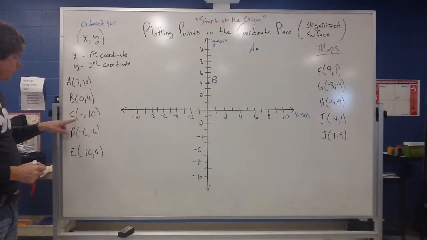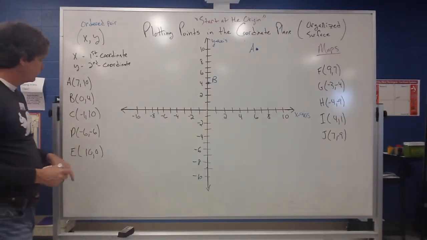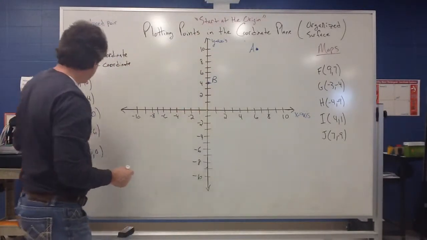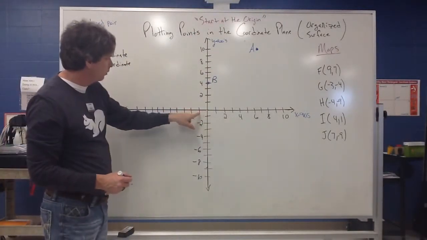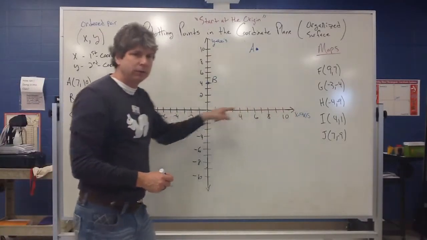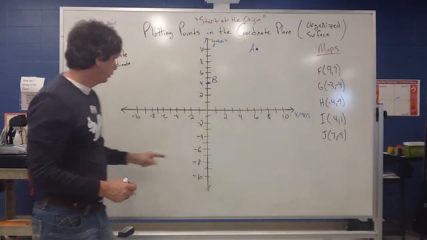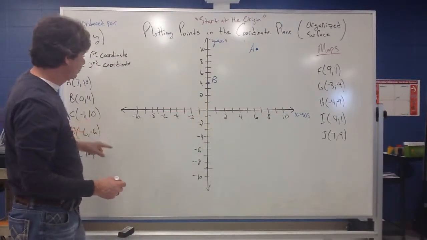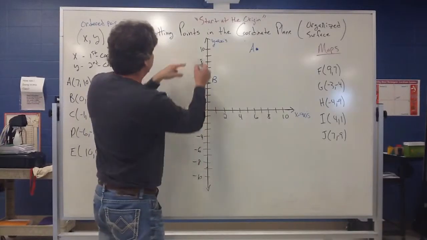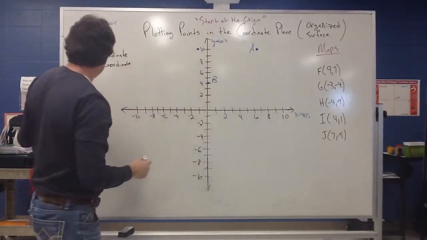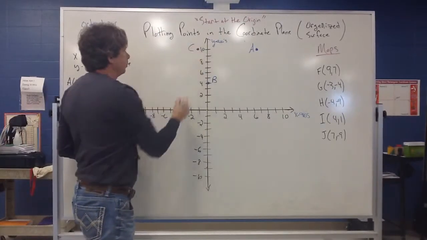My next ordered pair is point C, which is negative 1, 10. So again, we're going to start at the origin, this spot here. I have to move negative 1, so from here I have to move left 1, because that's the x direction. Remember, I have the x-axis, that's my first movement. So since it's a negative, I move left 1, and then I have to move up 10. So negative 1, and then up 10. It looks like that's going to be about here. That's going to be point C. So I'll put a little C there.